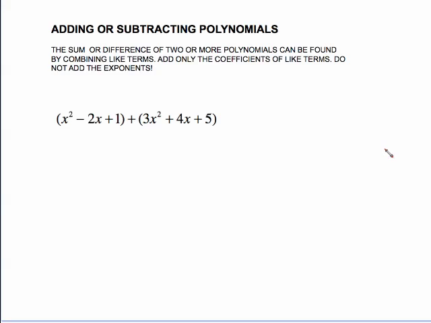This video will show you how to add, subtract, and multiply polynomials. The sum or difference of two or more polynomials can be found by combining like terms, but you add only the coefficients of like terms. Do not add the exponents.